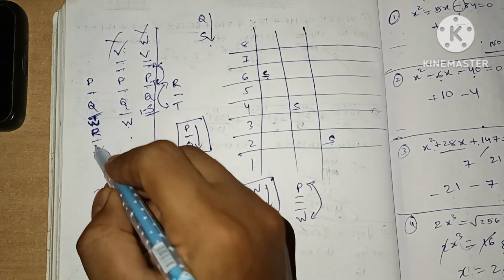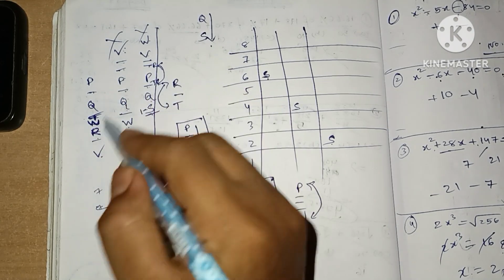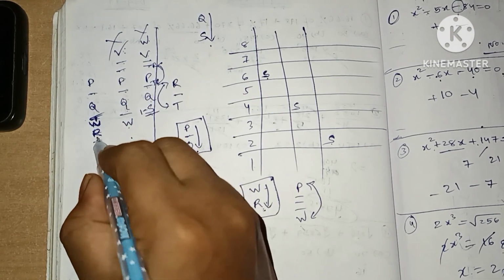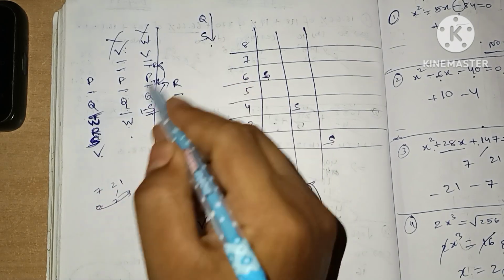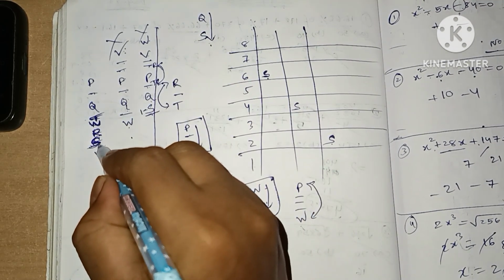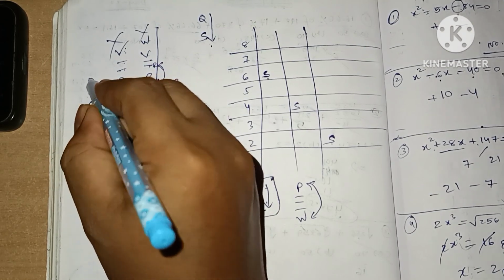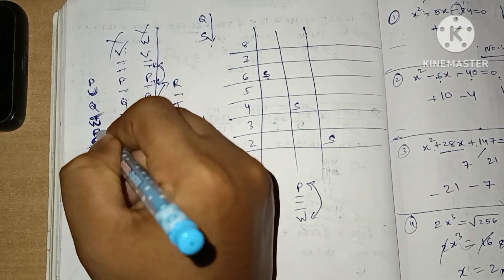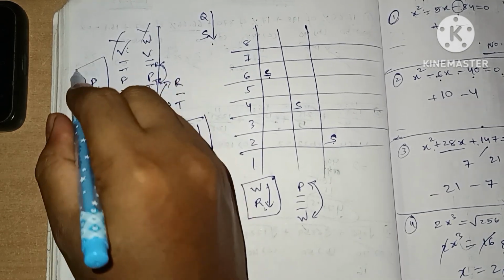So let's see this case. In this case, S is below Q. So this is the place for Q, and S below Q. Okay, so this is the place for S. So what we are left with is U. 1, 2, 3, 4, 5, 6, 7, 8. So this is the solution we got.